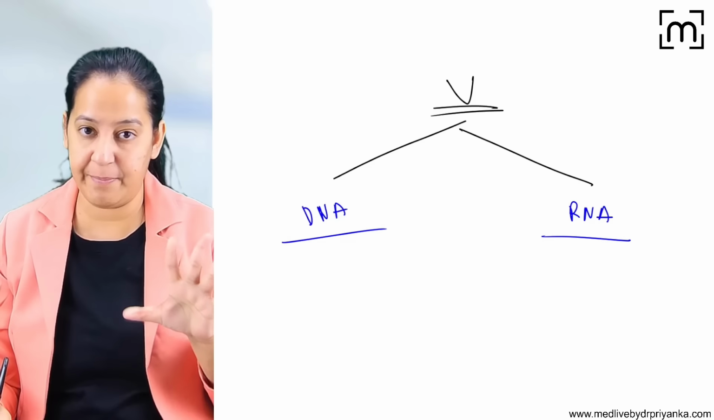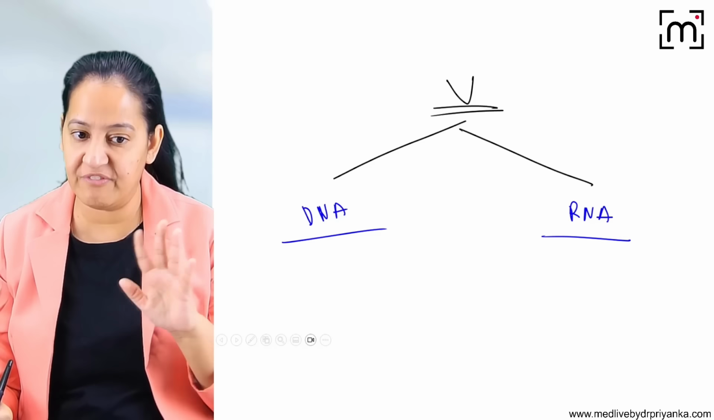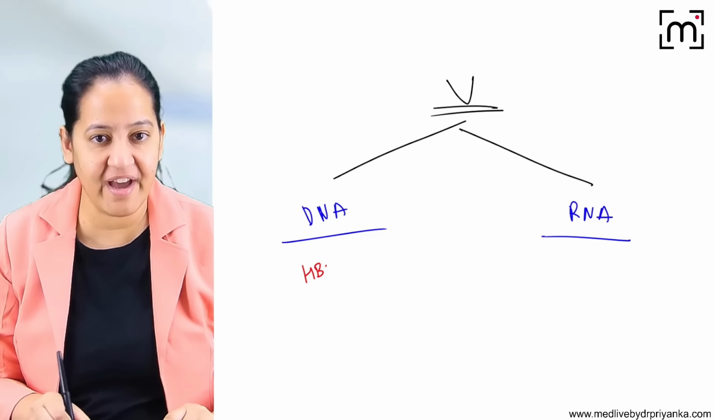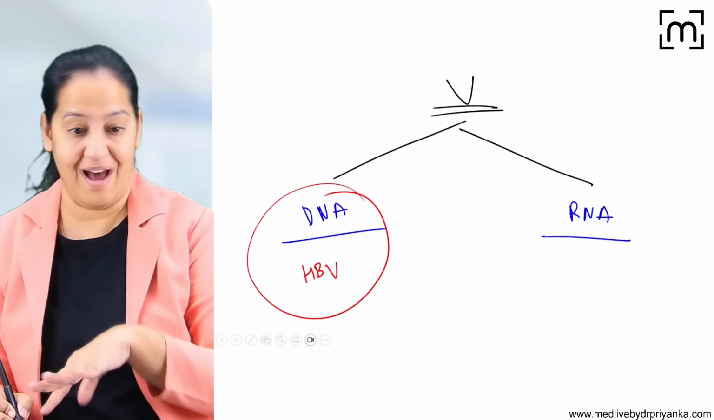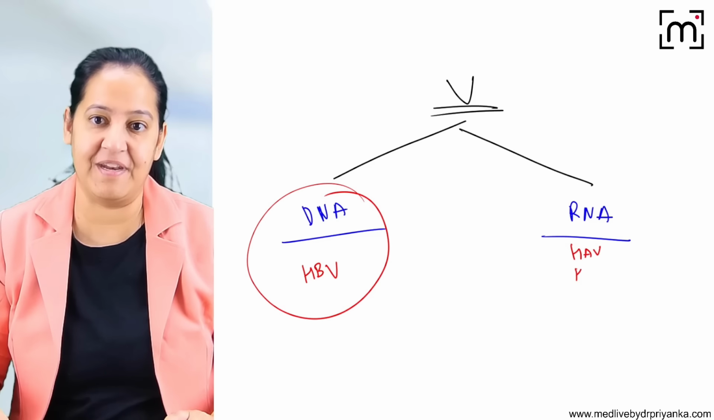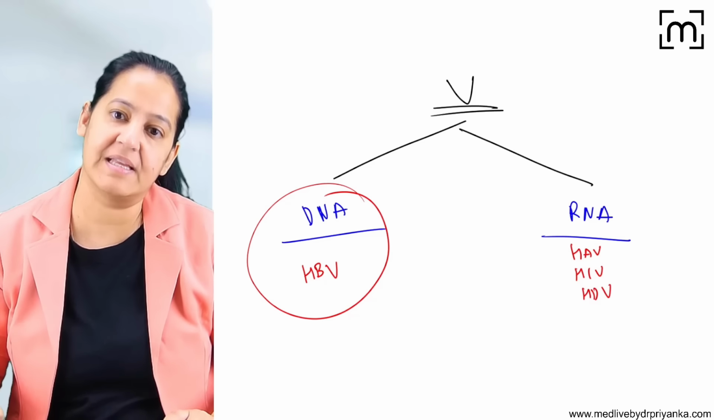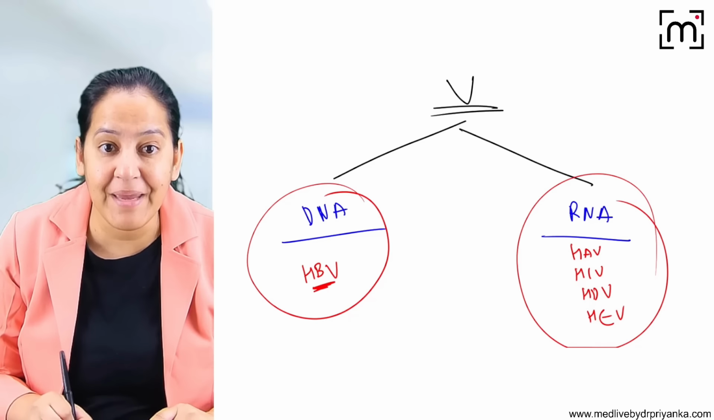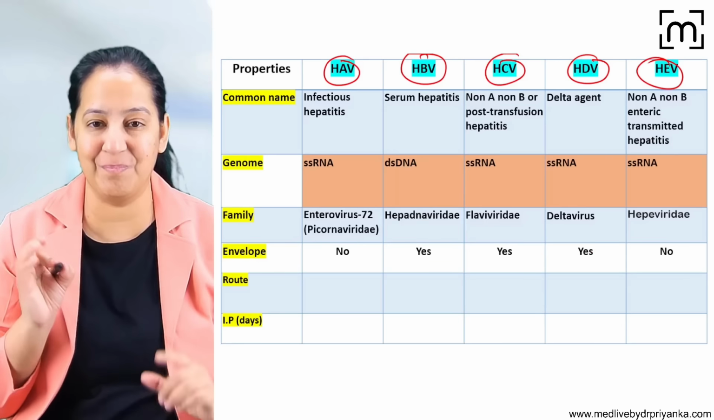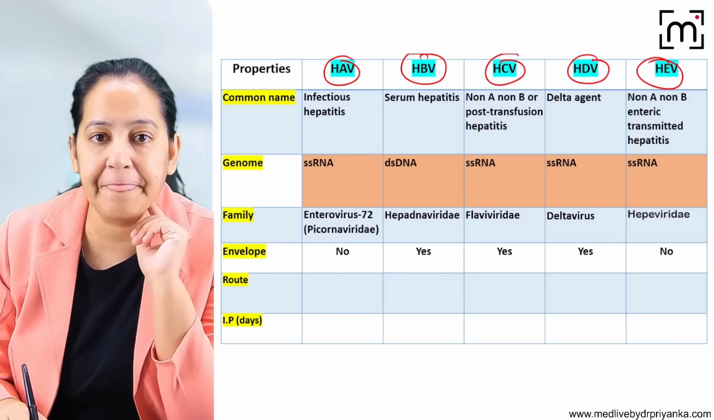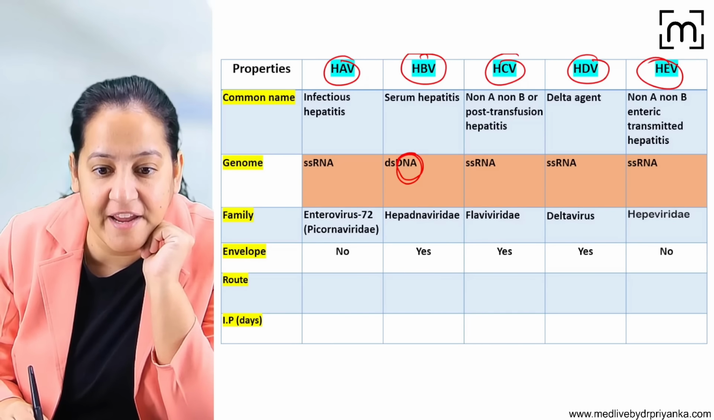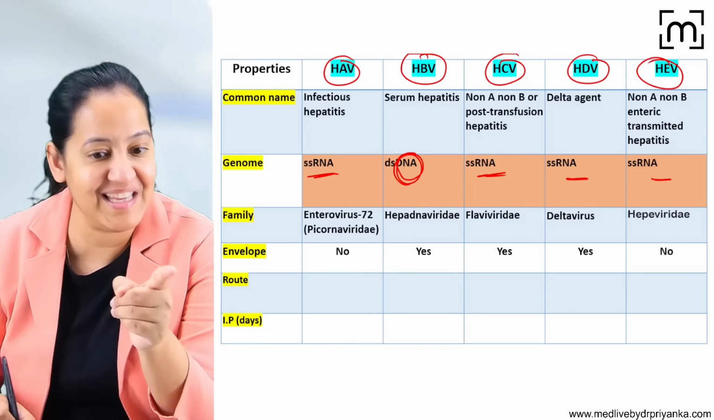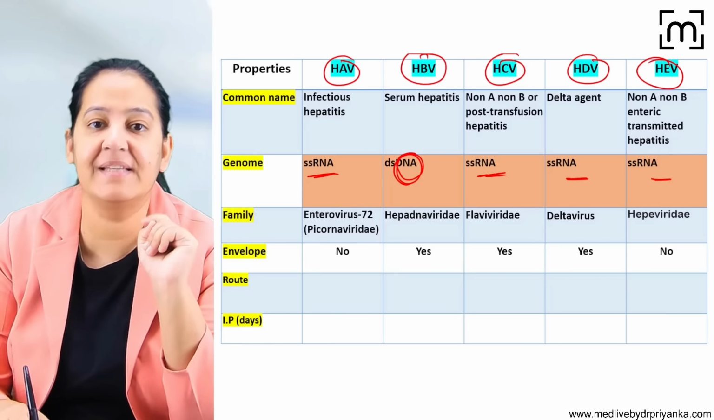Among the 5 types of viruses I am currently teaching you, hepatitis A, B, C, D, E, hepatitis B virus is a DNA virus and the rest are all RNA. So hepatitis A, C, D and E viruses are RNA. Only one among them, hepatitis B virus, is a DNA virus. So please learn: A, C, D, E are RNA, but B is DNA.